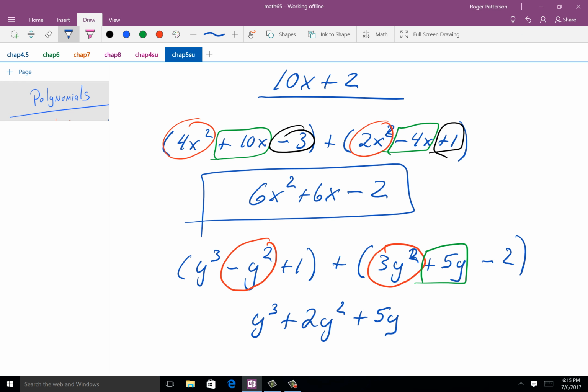Okay, and then I finish it. I have a positive 1 and a negative 2. What is that going to give us? Negative 1. Very good.